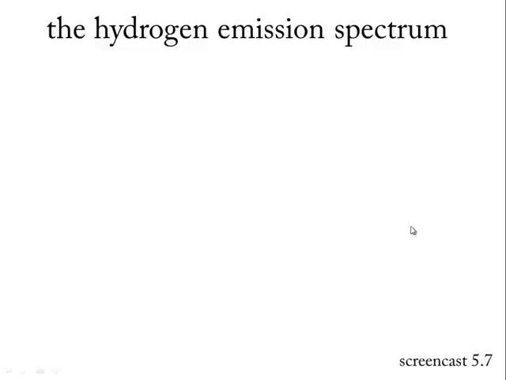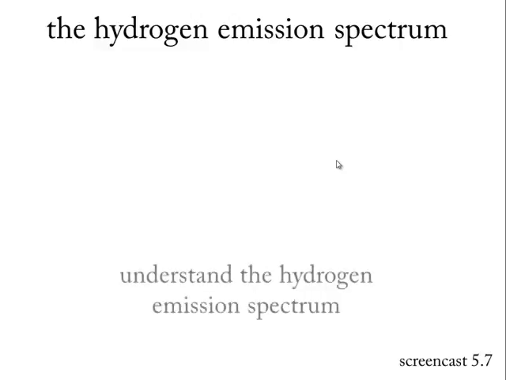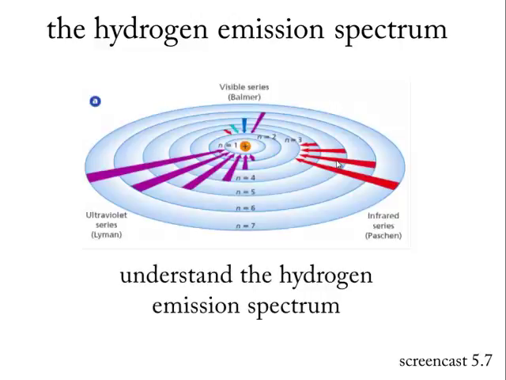In our previous screencast, we showed how Niels Bohr came up with the remarkable idea that electronic emission creates light. In this screencast, we'll show how deeply the evidence is supporting this, especially through the hydrogen emission spectrum. We'll understand the hydrogen emission spectrum and see how it gives rise not only to the visible series, where electrons are moving into shells to the second shell, but also the infrared series as well as the ultraviolet series. This is screencast 5.7.